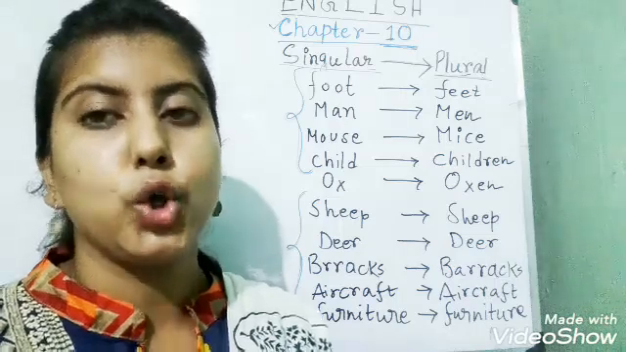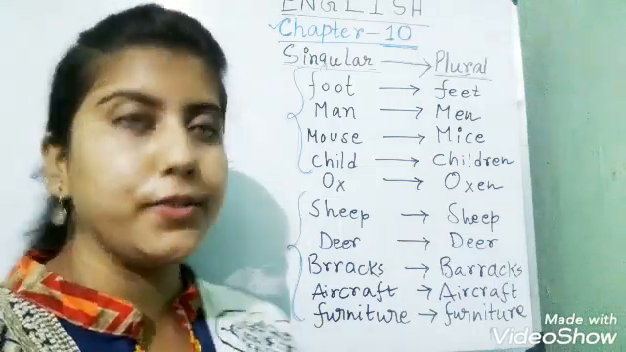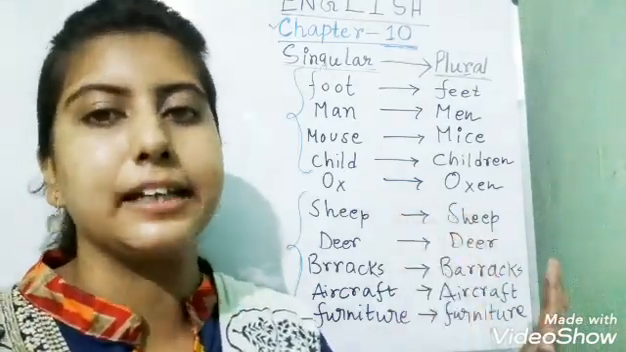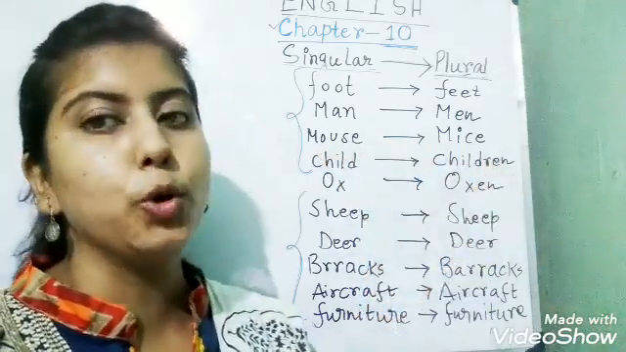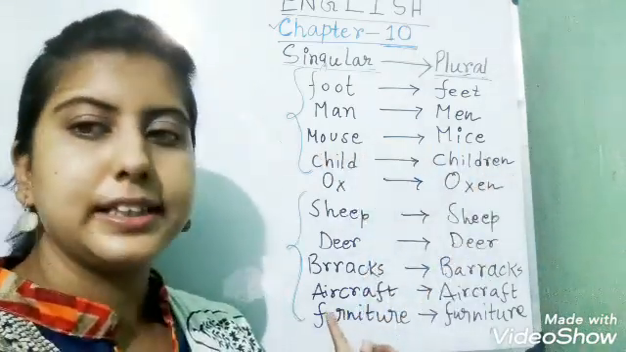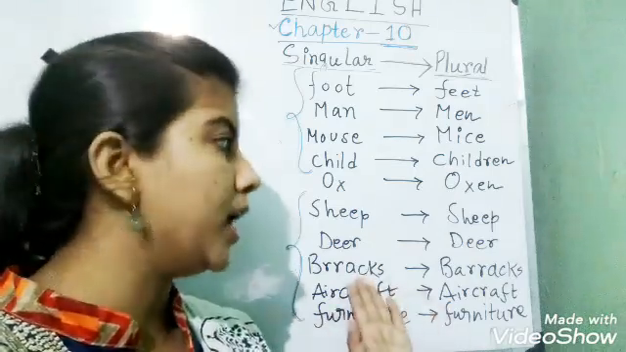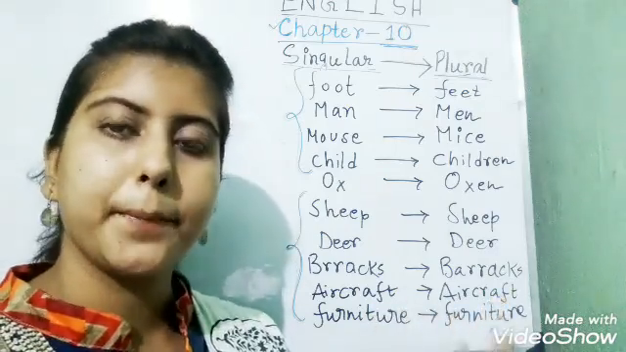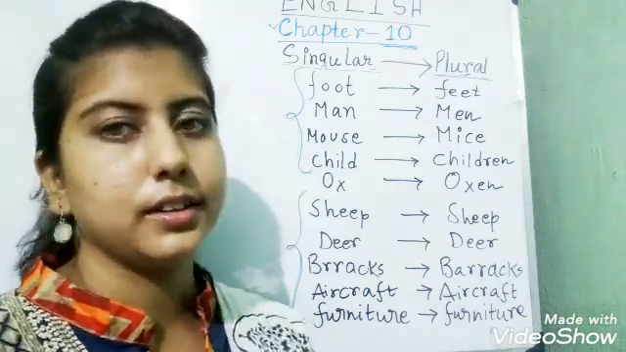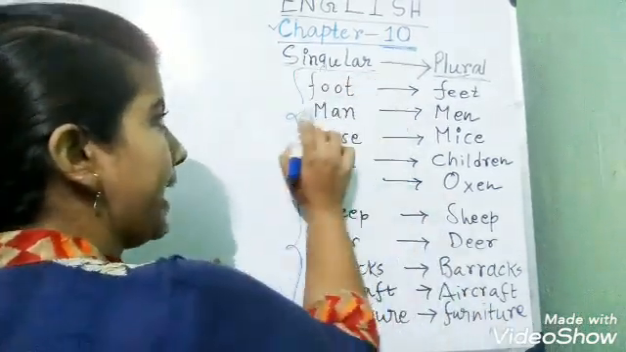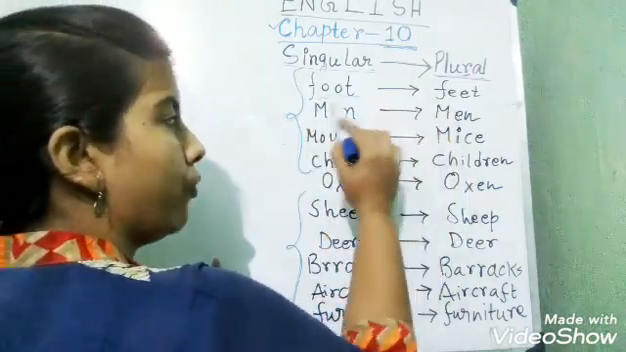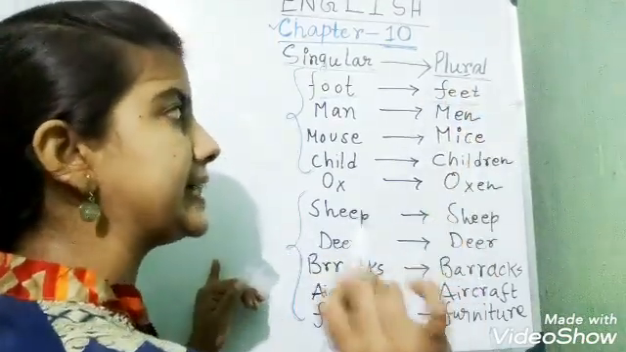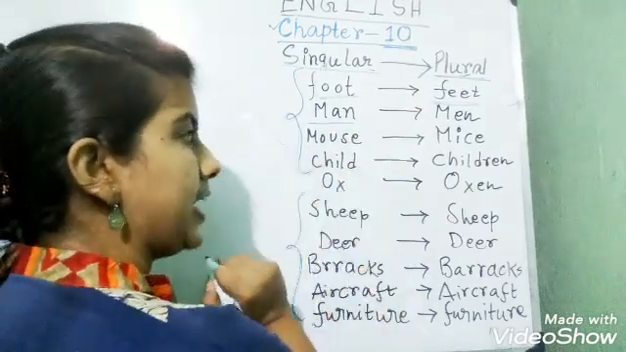Lastly, we have two sets of words. In the first set, we have a few words that change completely when we transform them into the plural form. And then we have the last set where the words do not change when we transform them into the plural form. Look at the board carefully. The first word is foot. F-O-O-T, foot. When we transform foot, it becomes feet. F-E-E-T, feet.